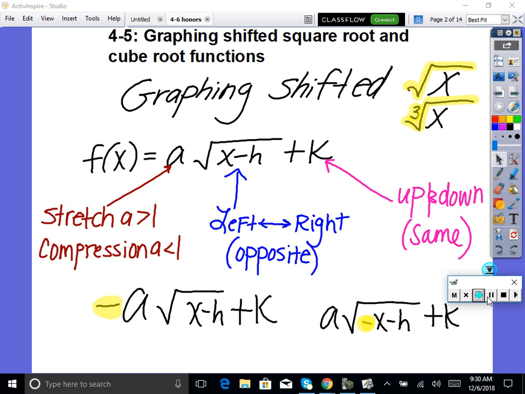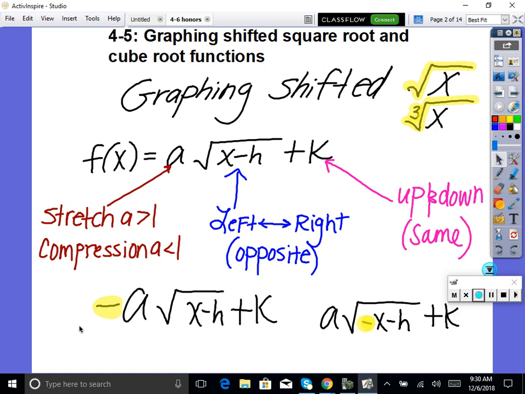First of all, the a times in front of the square root is a stretch or a compression. If a is greater than 1, a stretch. If a is less than 1, it's a vertical compression, right? Grouped in with x is your shift left and right. We go opposite. Added on the outside of the function is our shift up and down, and our sign will stay the same. Now a negative in front of a is a reflection over the x-axis.